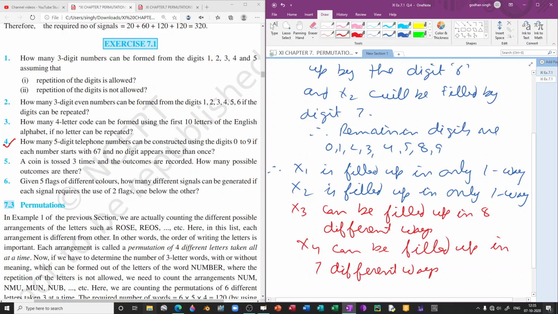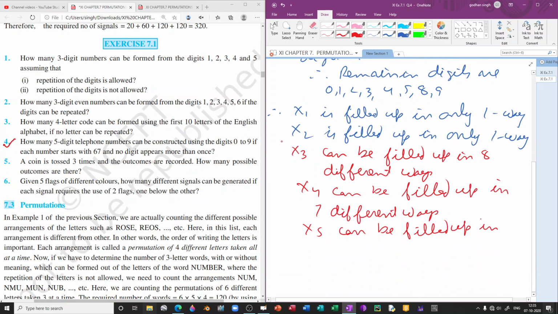And the last digit, that is x5. x5 can be filled up in how many ways? 1 less than 7, that is 6 different ways. So x5 can be filled up in 7 minus 1, that is 6 different ways. Why 6 different ways? Because repetition is not allowed.